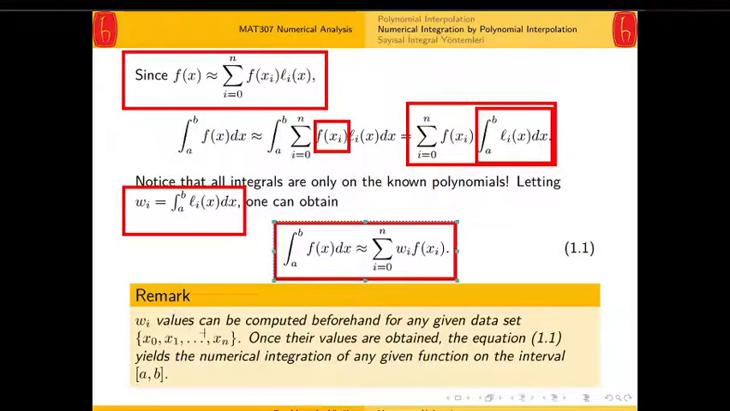Okay, so wi values can be computed beforehand for any given data set, just like I told you before. So if you're given the same data set, xi values, then we can compute wi values for this data set, and then once we obtain their values, the equation 1 will give us numerical integration for any given function. Okay, so we can change the function f to, for example, h, and this will still give us an integral. So what we really need to find is just these wi values for any given data set.